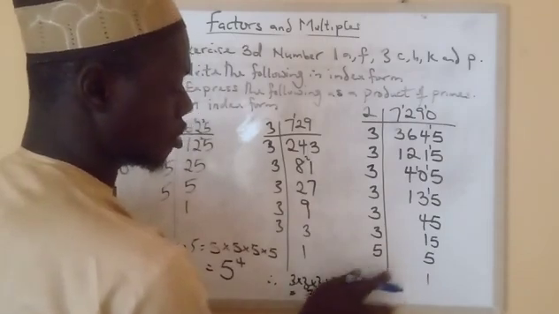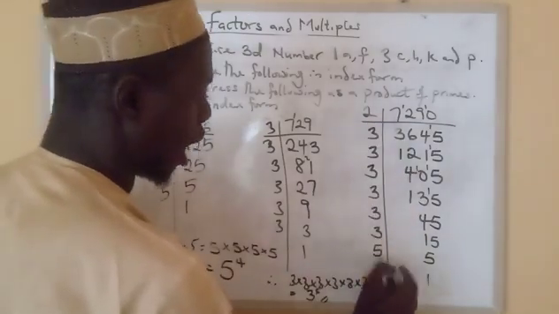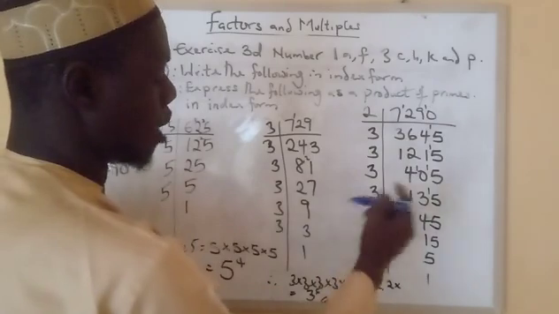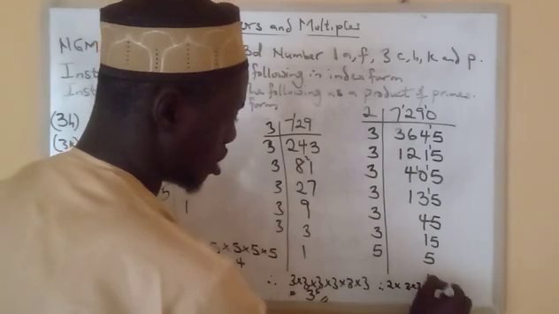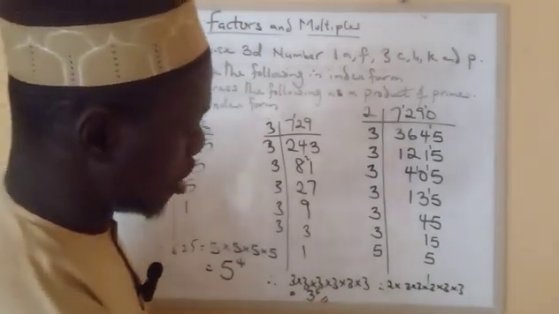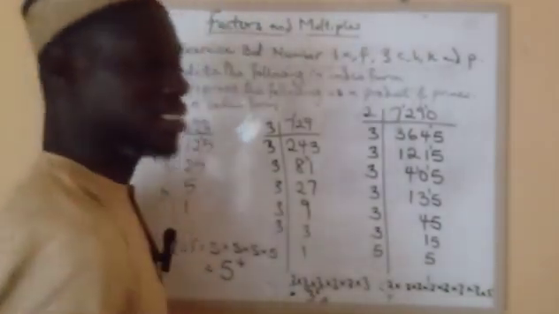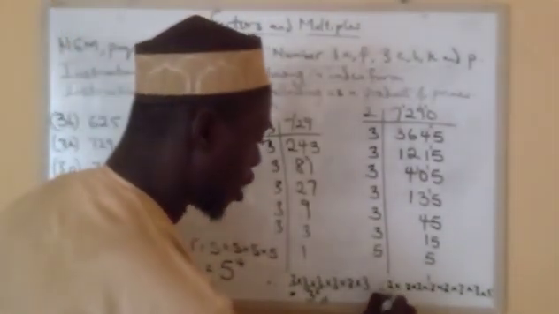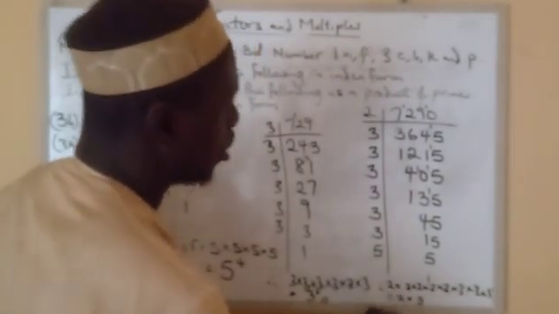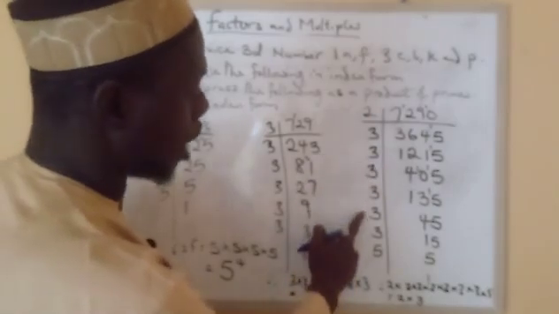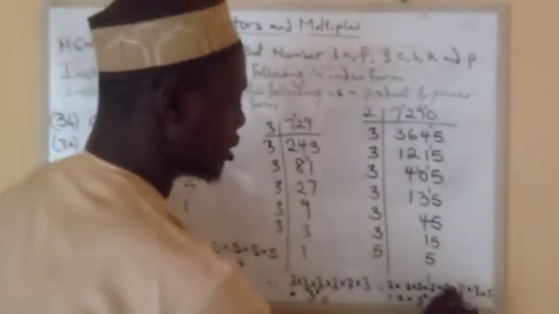We write all those down, and we have 2. How many 3s? 1, 2, 3, 4, 5, 6. Six 3s. Then the 5. So write them in index form. 2 to the power of 1, or just 2 only. Then 3 to the power of 6, times 5. And that says it all.